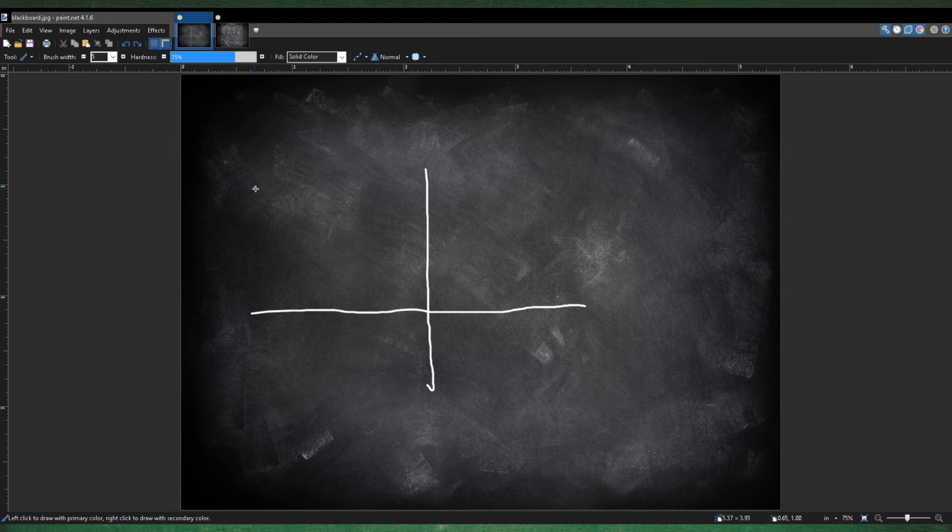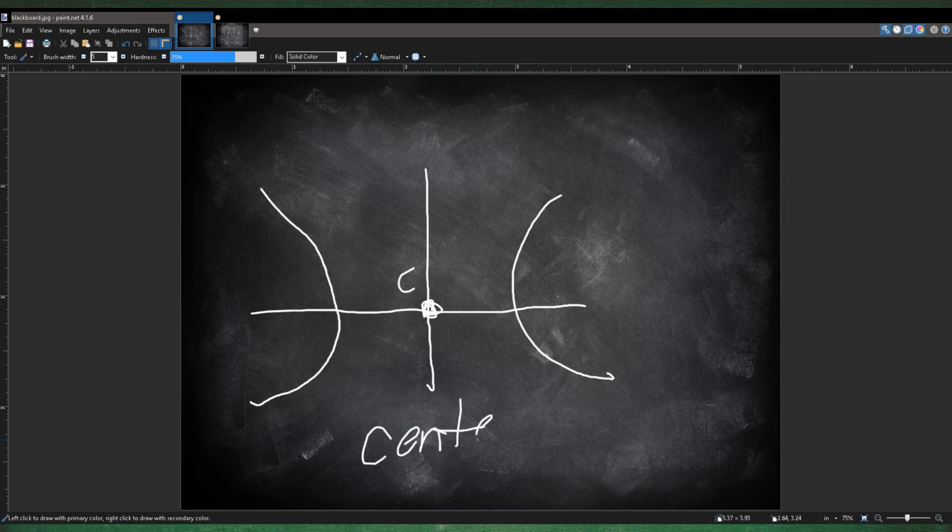A hyperbola is made out of a center, two foci, and two vertices. So, something like this. Right here would be the center. The foci. And right here are the vertices.